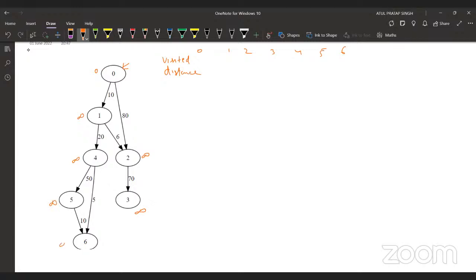This is the initialization part. And initially for visited, we are starting from 0, so we will mark that as true and the remaining as false.